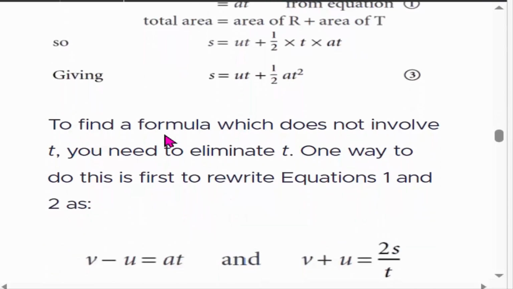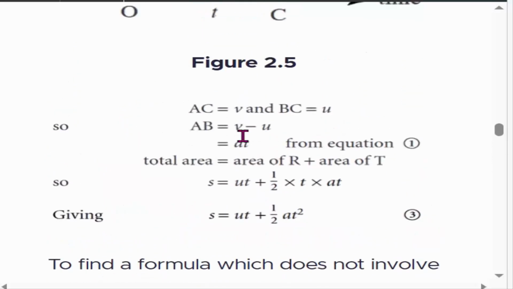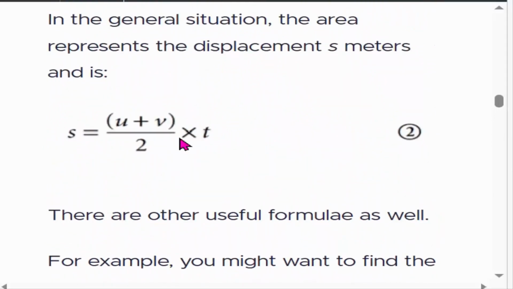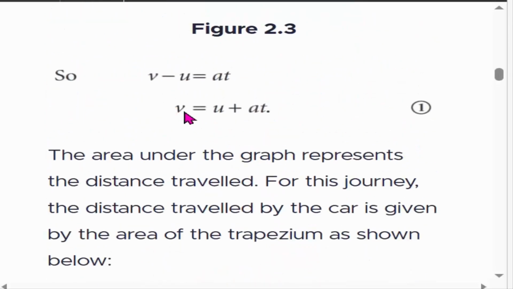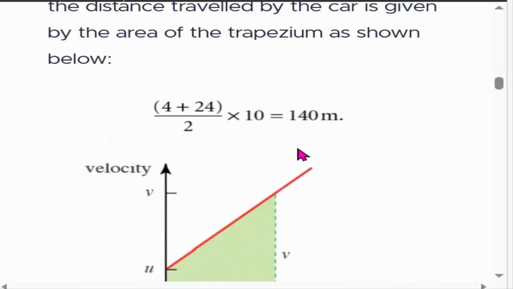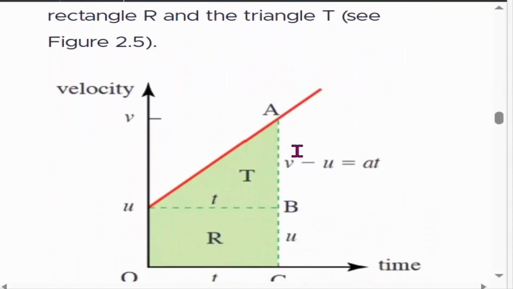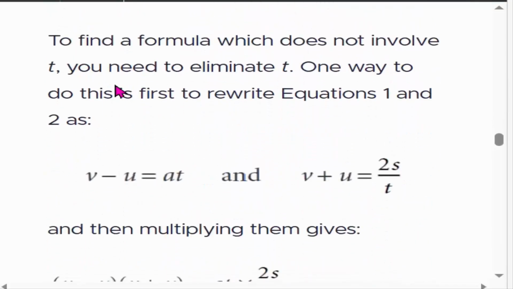Now to find a formula which does not involve t. All these equations 1, 2, 3 had t as part of the equation. Here we saw that s equals (u plus v) by 2 times t, and earlier we saw velocity v is equal to u plus at. If you have a question where you don't know the time, you can use an equation without t by eliminating t. So what we are going to do now is find a formula which does not involve t.